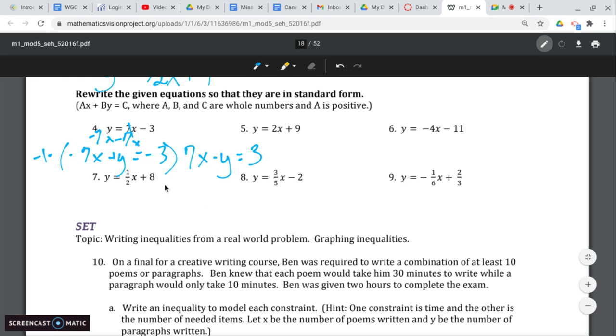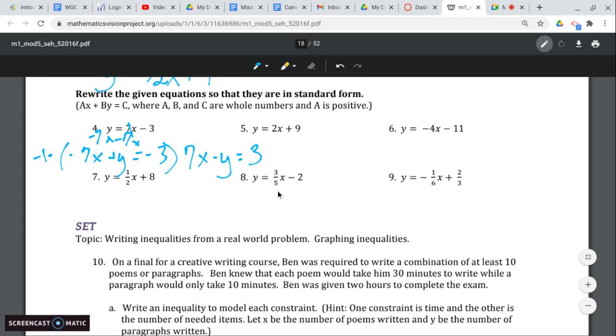That is our answer. So anytime you have a negative on your x value, which is the a term, you have to change all the signs because a has to be positive. All right, the next one we're going to look at is number 8. So we start off the same way.